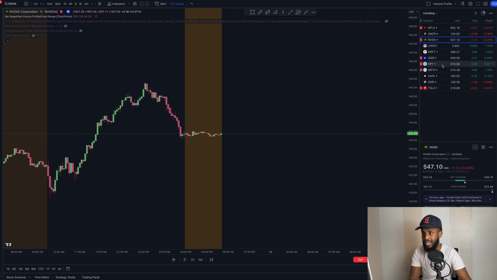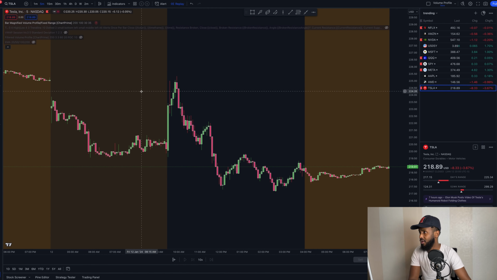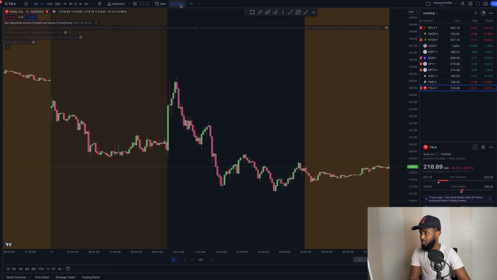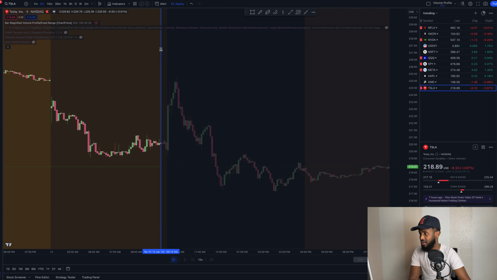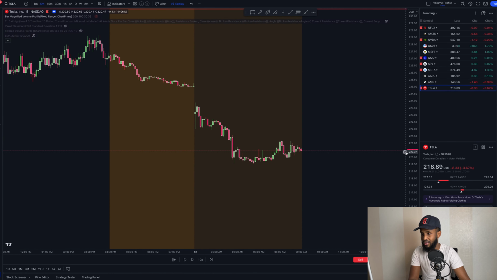So for this example, we're going to go over Tesla. That's one of my favorite stocks to trade. Now that we're on Tesla right here, what I do is I add this indicator to my chart just like this. We'll go into replay mode and we'll go into pre-market like this. So we know Tesla, the price level is right here around $220.